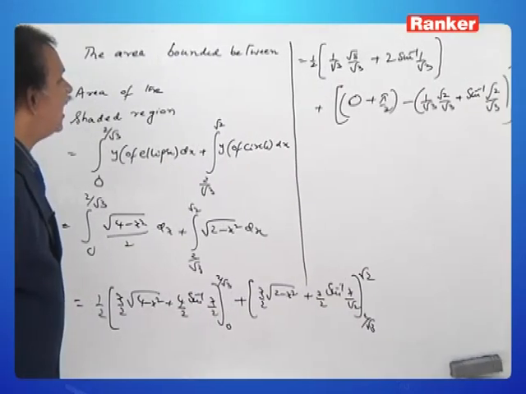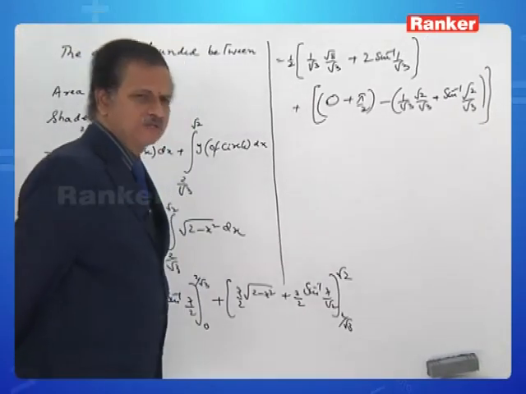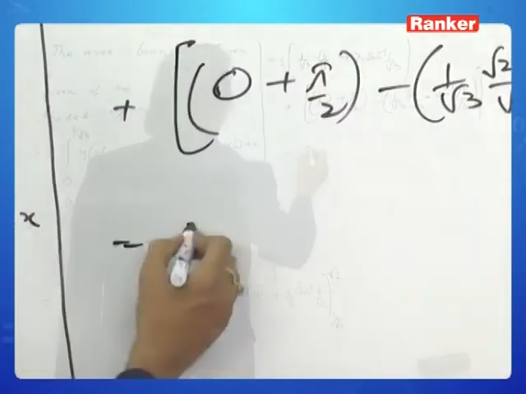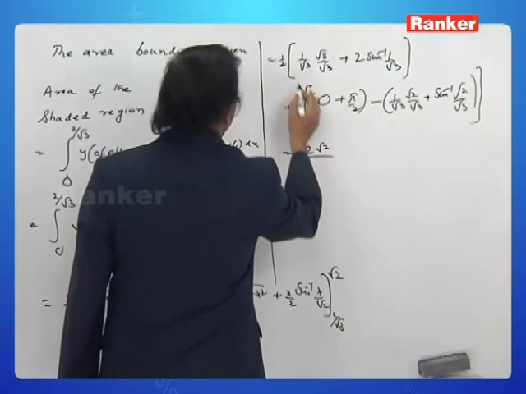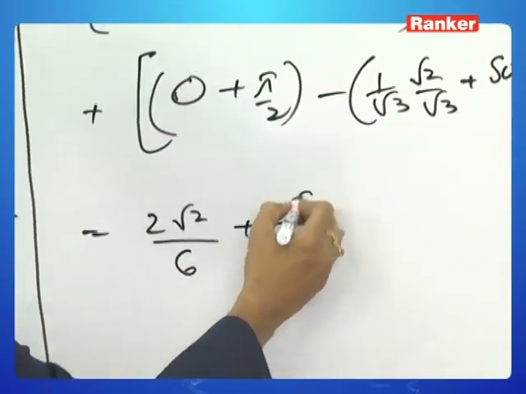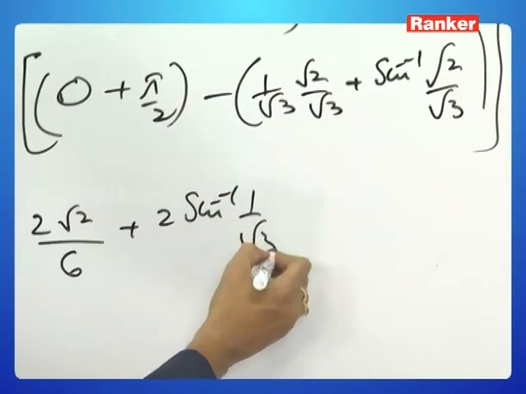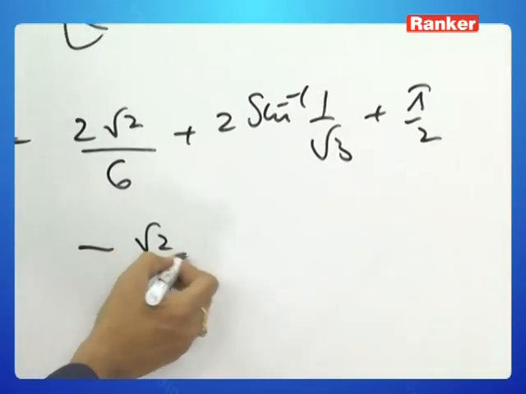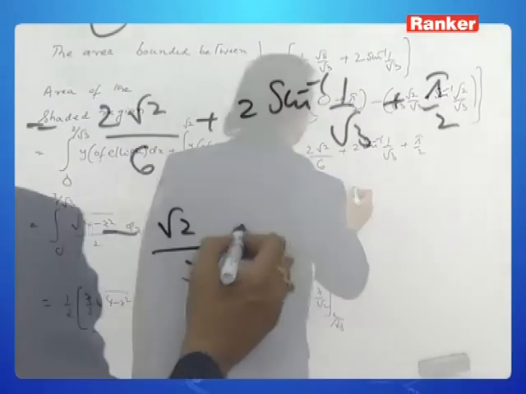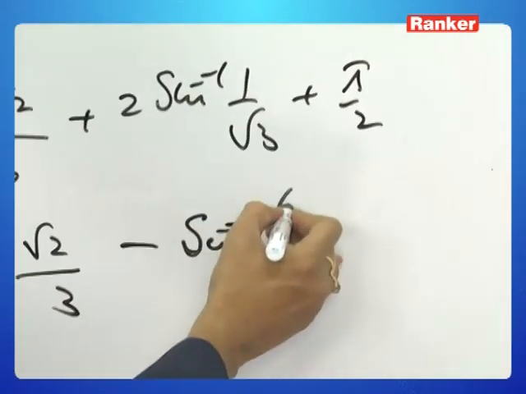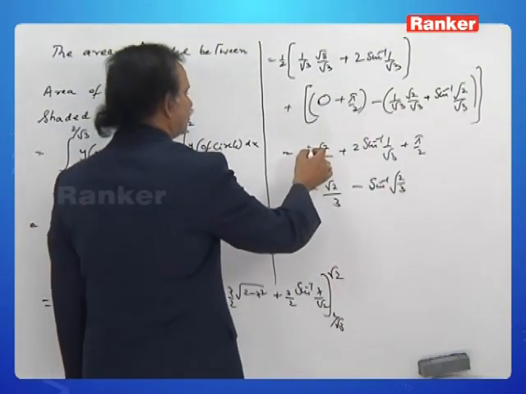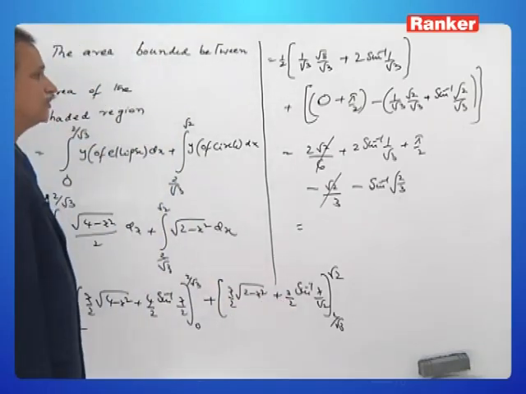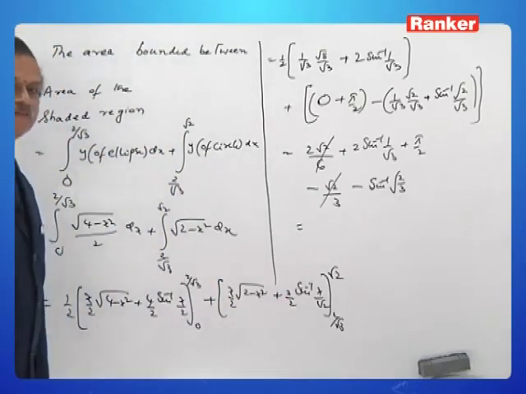Isn't it? That is the answer. Of course, even after simplification, sine inverse something will be there. No problem. It is root 8, that is 2 root 2, by 2 into 3, 6 plus 2 sine inverse 1 by root 3 plus pi by 2 minus root 2 by 3 minus sine inverse root 2 by 3. This is 2 by 6, that is root 2 by 3, and the root 2 by 3 terms go away. That gives you the answer: 2 sine inverse 1 by root 3 plus pi by 2 minus sine inverse root 2 by 3.